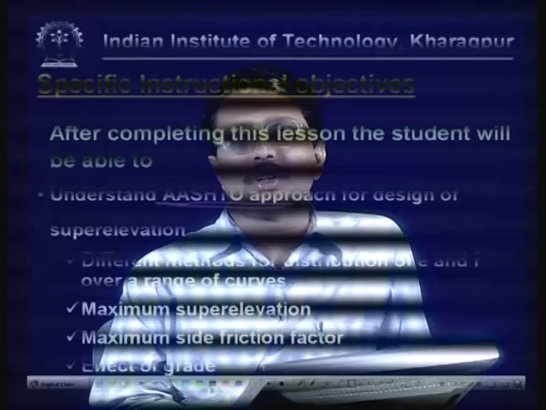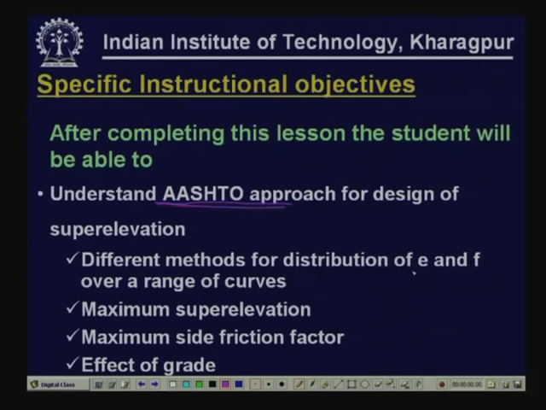In particular, we shall cover the following elements: different methods for distribution of E and F over a range of curves, how E and F are to be distributed, what are the different methods that are discussed, maximum permissible super elevation, maximum side friction, and what is the effect of grade on super elevation design. So, these are the elements we shall discuss today.